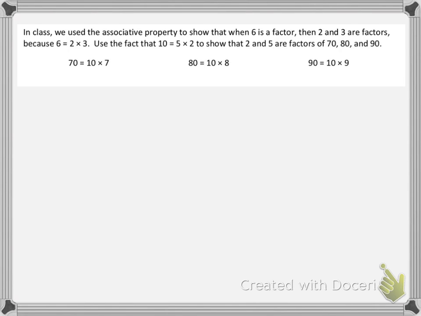In class, we use the associative property to show that when 6 is a factor, then 2 and 3 are factors, because 6 equals 2 times 3. Use the fact 10 equals 5 times 2 to show that 2 and 5 are factors of 70, 80, and 90. So basically, guys, we're going to be using that associative property, regrouping the numbers, where we're showing that we have 5 times 2 in that, and we're proving that those are factors of 70, 80, and 90. Give it a try.